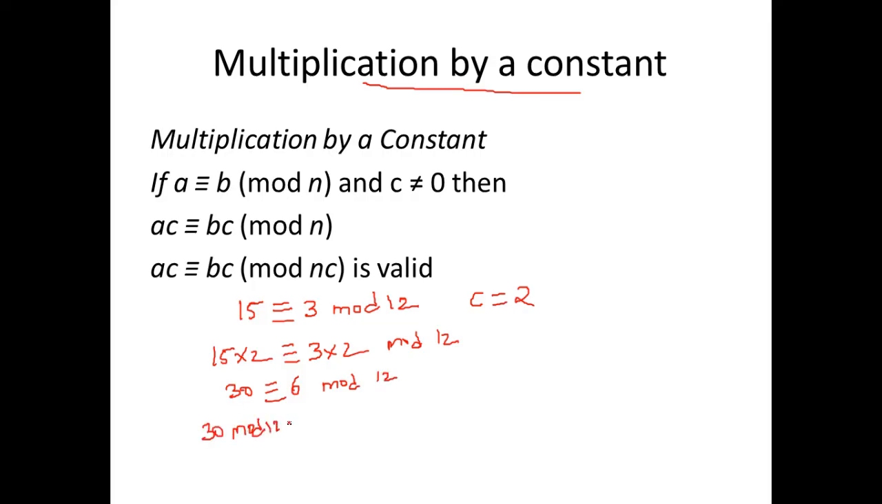30 mod 12 is equal to 6 mod 12. So 30 mod 12 is 6. 6 mod 12 is 6. So this is true. The other way around to verify congruence is 12 should divide 30 minus 6. 12 should divide A minus B. So 12 divides 24. So again, we have proved that. So when this holds, this one also holds. Likewise, this is also true.